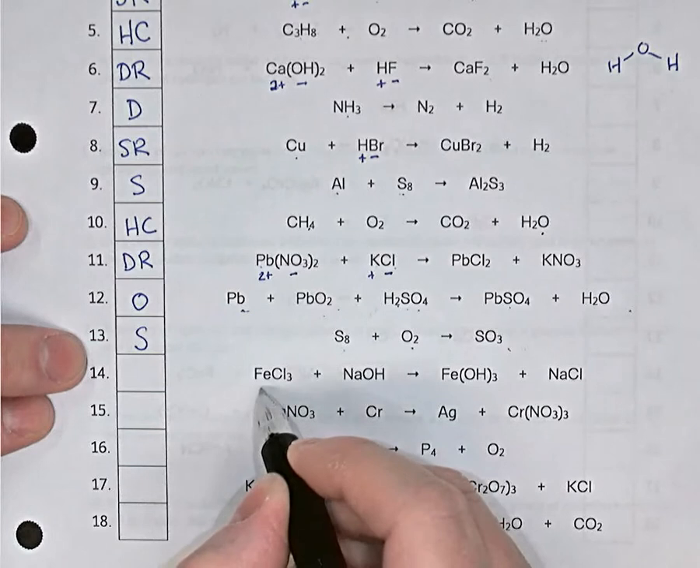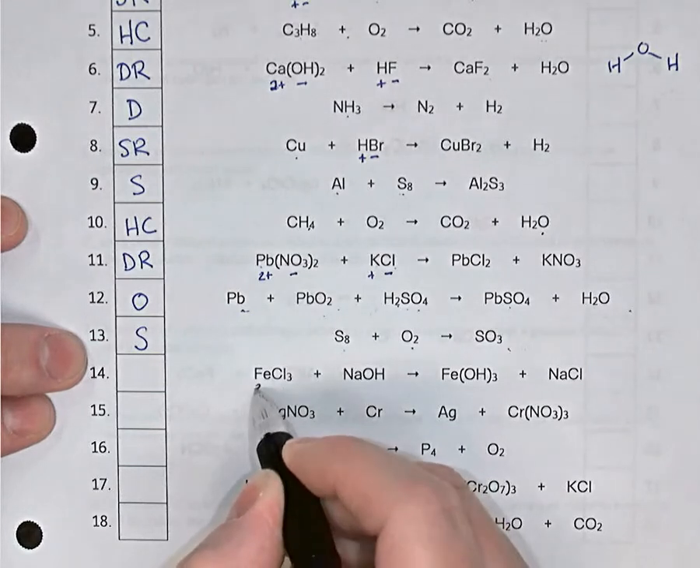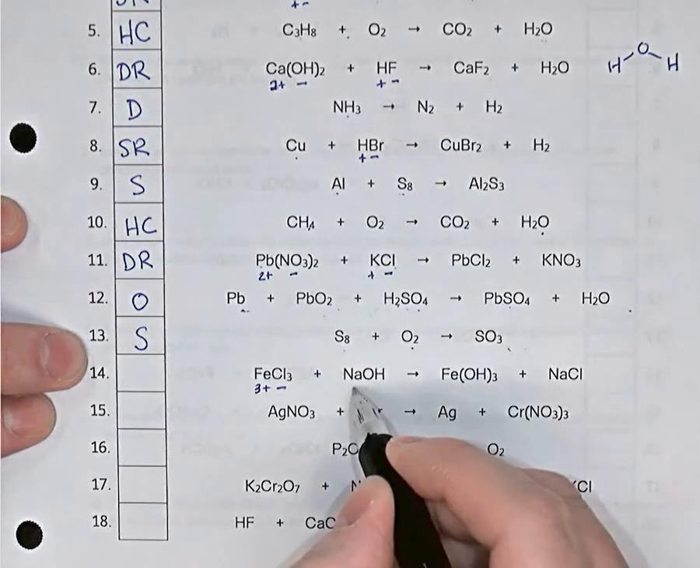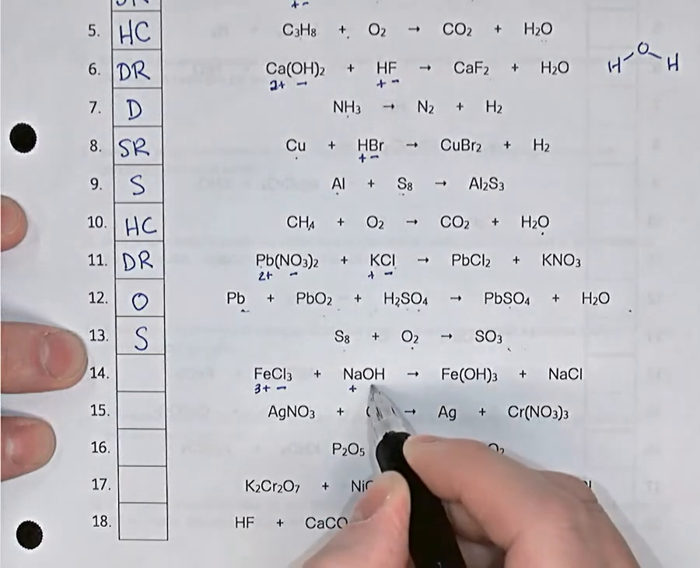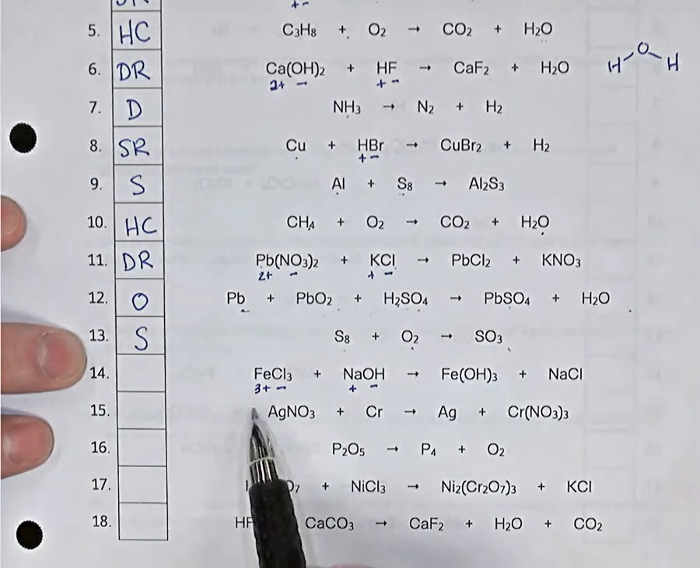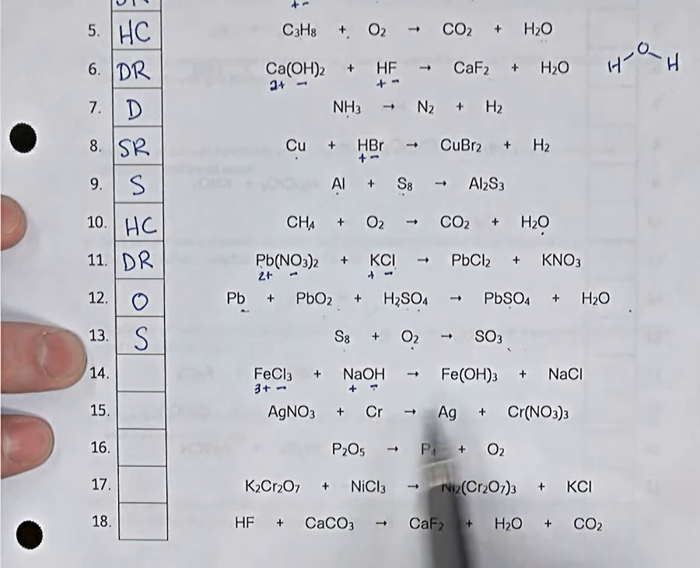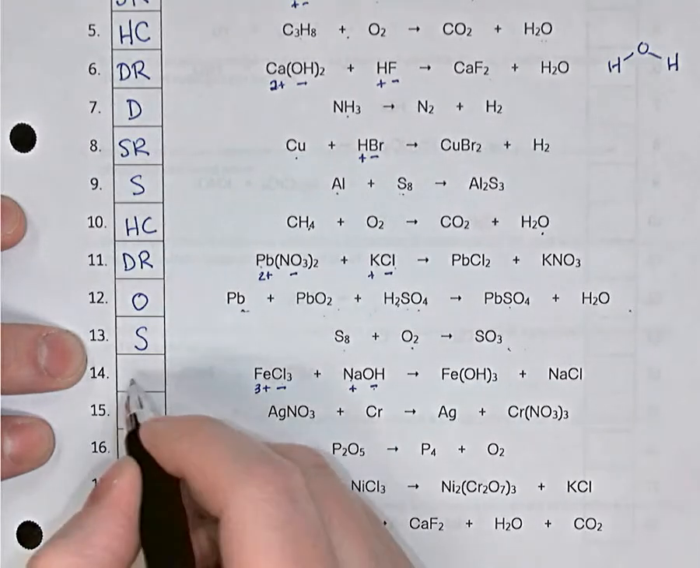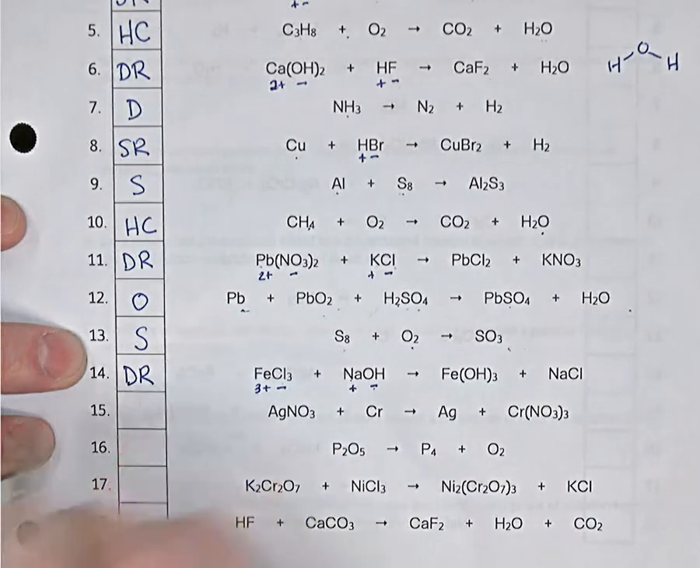Number 14, you have an ionic compound, 3 positive and negative, iron and chloride, reacting with another ionic compound, positive and negative hydroxide, and they're just trading partners. You're getting iron hydroxide, and you're getting sodium chloride. When 2 couples like that trade partners, it's a double replacement reaction.